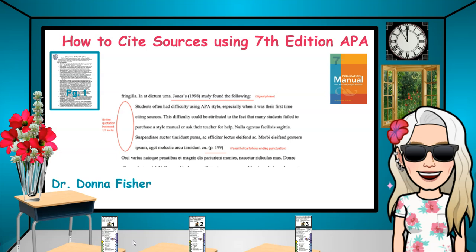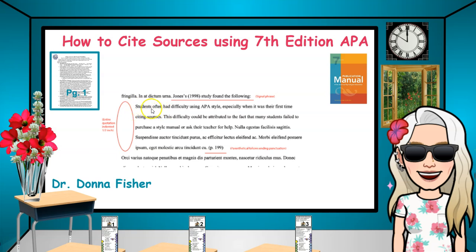Here's an example of a blocked quotation. The signal phrase, the lead-in phrase, is in the paragraph above the block quote. Also notice the colon after the signal phrase before the block quote. So this is the colon here, and this is the signal phrase before, and it's in this paragraph before the blocked quote. The blocked quote is all of this that is 0.5 over.